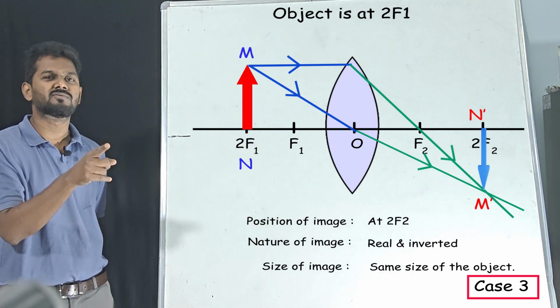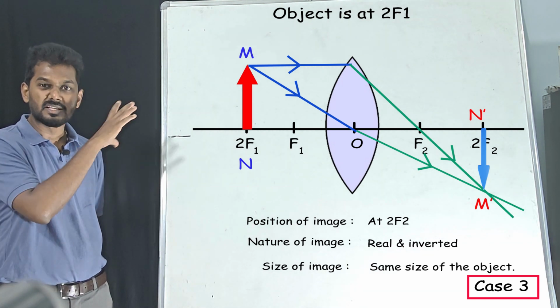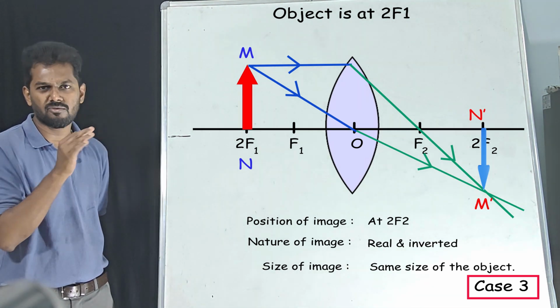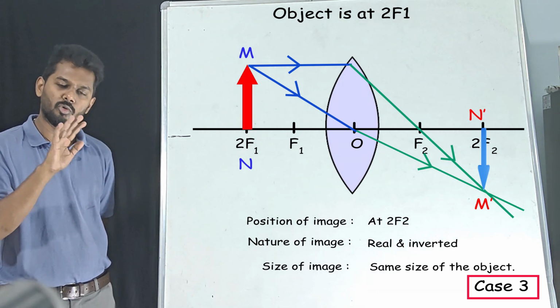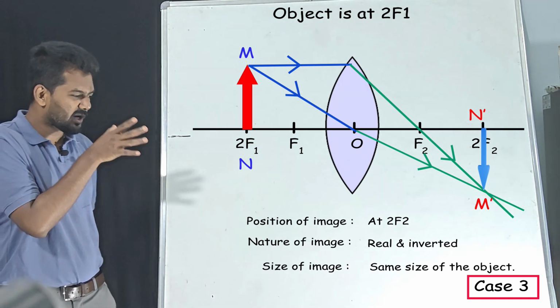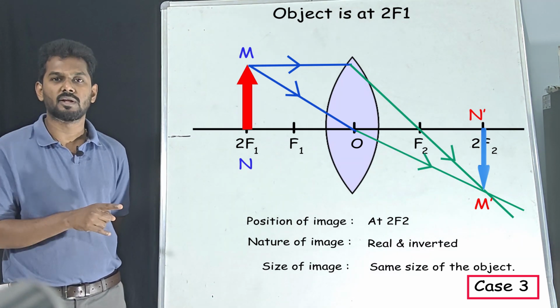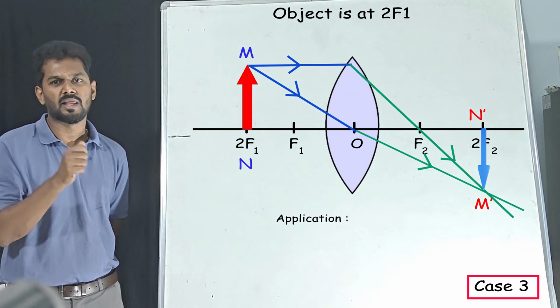This is the only case we will get this kind of magnification. Magnification means comparison of size of object to size of image. That is nothing but magnification. Those numericals we are going to solve. Don't worry, first we'll understand how to draw the ray diagram. So once you get all these characteristics, the important thing is application. So where we can use these kind of lenses.